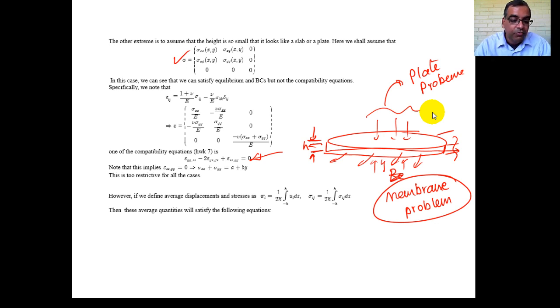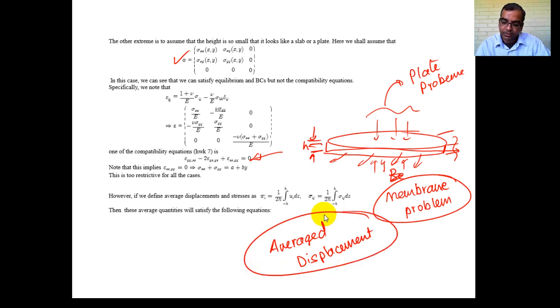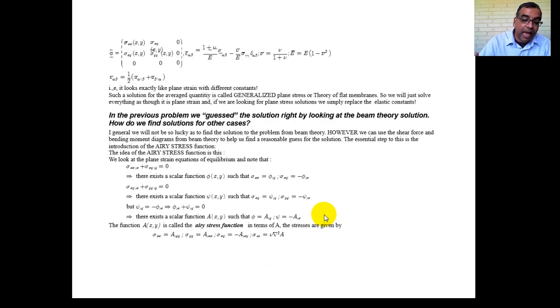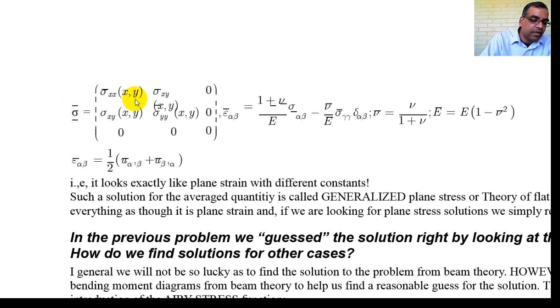So if you have a membrane problem, what you do is you look at not the actual displacement but averaged displacement. That's the whole idea. You look at the average displacement. Again I will blow this up and you can see this better. If you look at the averaged displacement, you will find that sigma bar, which is the average stress, will only be a function of x and y.